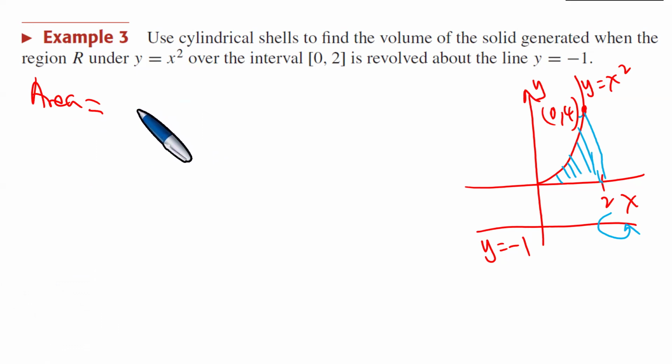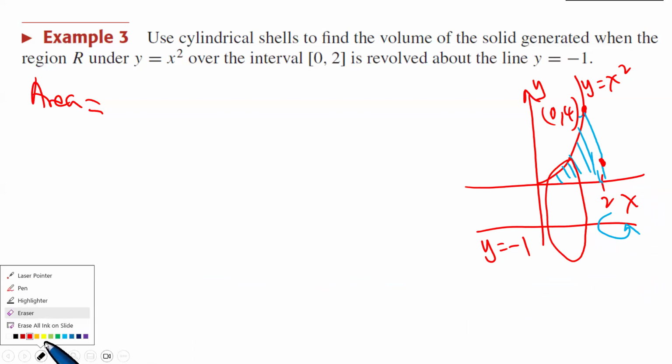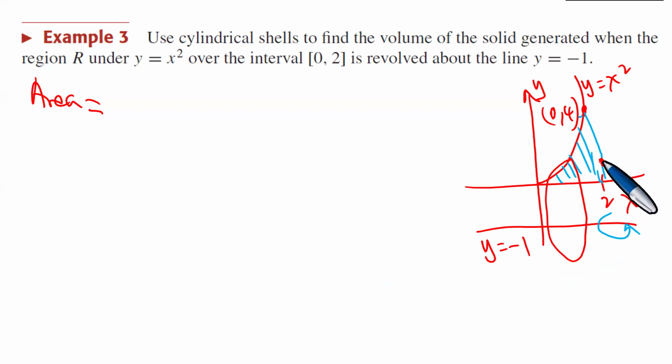Okay, first we need to take note of the fact that if this is revolved about the line y equals -1, whatever you're going to have is that, for instance, here you're going to have something like this. And then also, like here, you're going to have something like this. Okay, let them not be in contact with each other. Let them be separated.